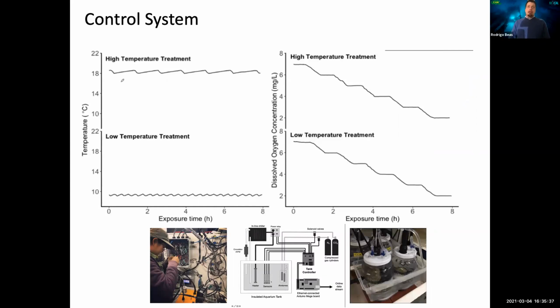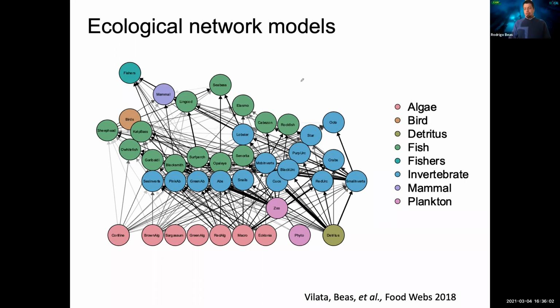So you can have individuals, and we've done this with abalone, where you keep them at high temperature, medium temperature, or low temperature, and then you put them in a hypoxic simulation. We have found that the medium temperature animals are better suited to supporting these marine heat waves and hypoxic events.